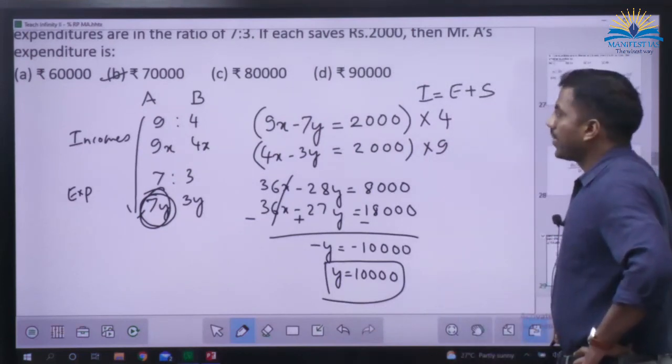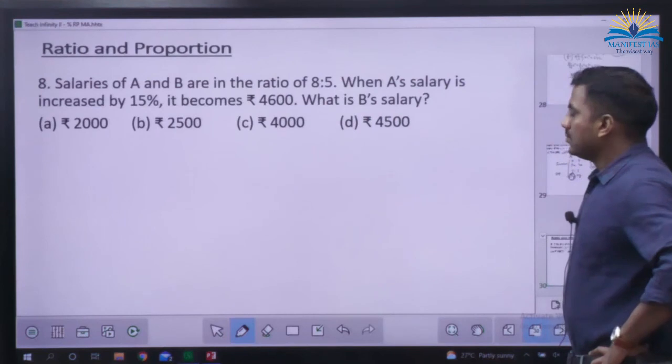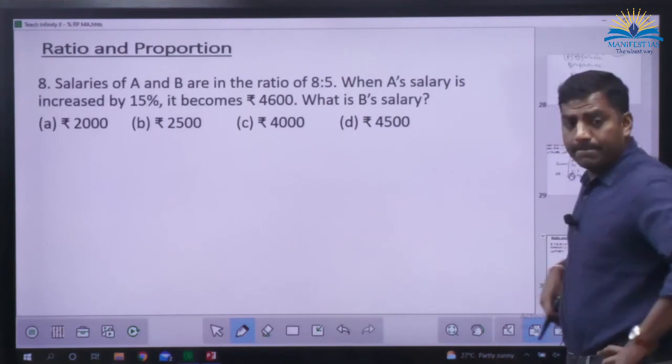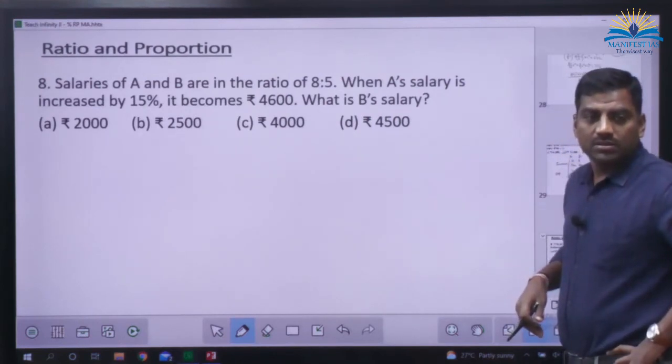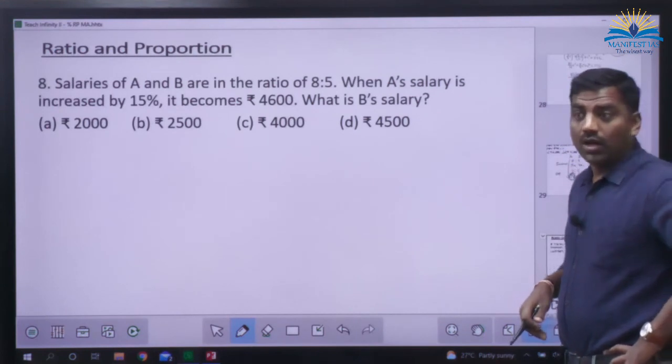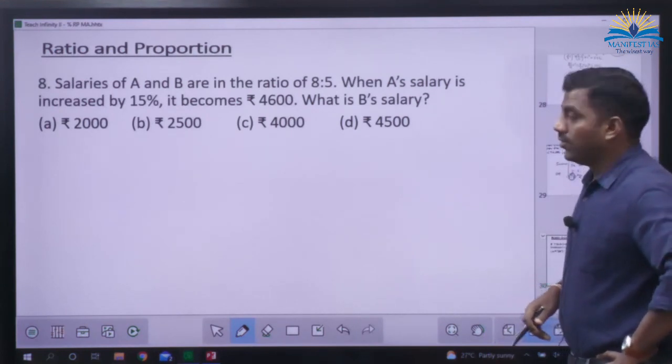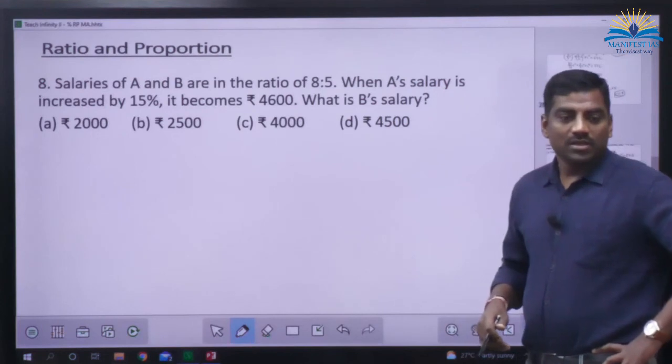Totally how many questions are there on this page? 18. In this chapter, 18.